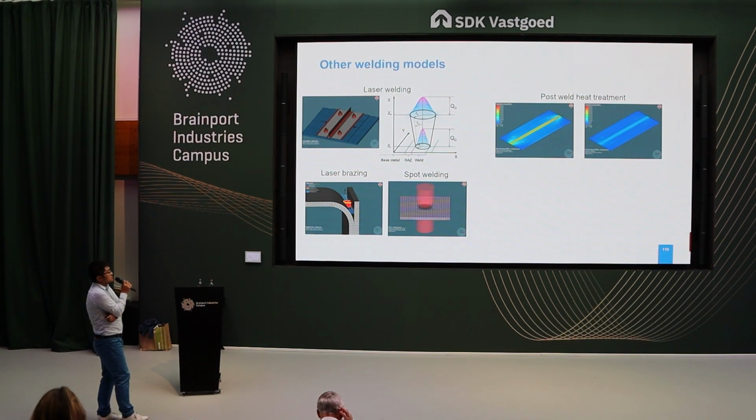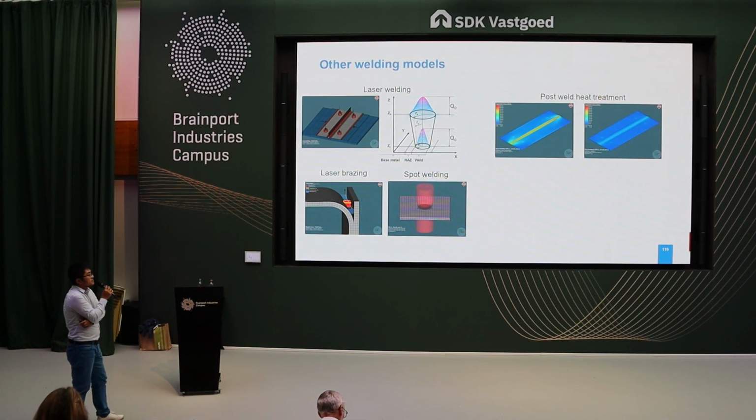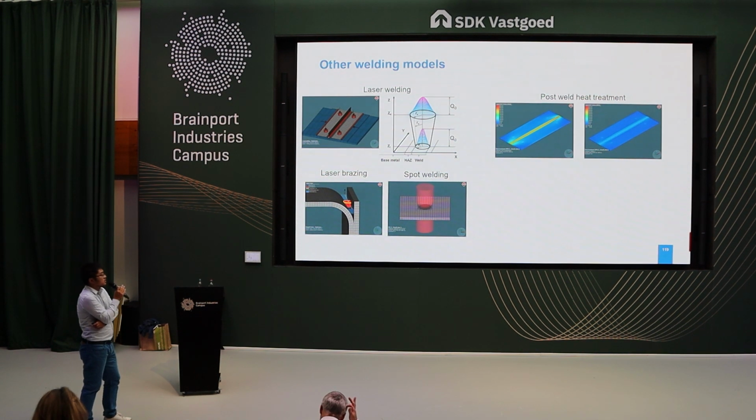And this is a resistance spot welding model. With this model, we don't really need an artificial heat flux like in arc welding or laser welding, because the heat generation is based on Joule heating. So what we need is extra properties, like the electrical properties for this material.